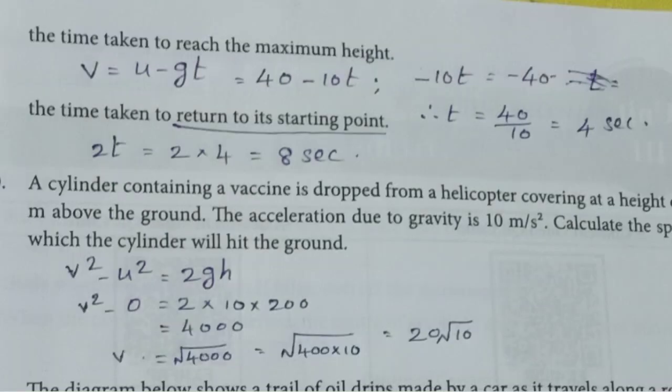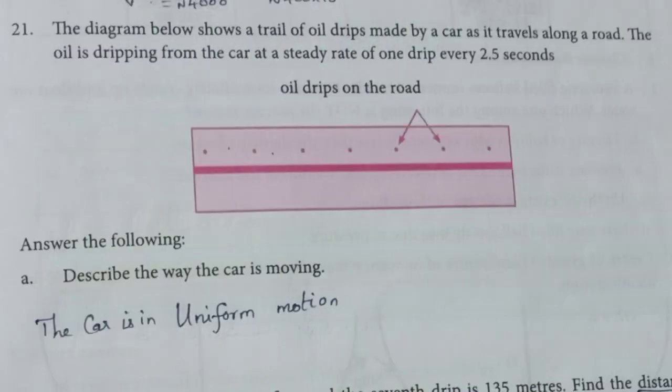20. A cylinder containing a vaccine is dropped from a helicopter hovering at a height of 200 meter above the ground. The acceleration due to gravity is 10 meter per second square. Calculate the speed at which the cylinder will hit the ground. V square minus U square is equal to 2GH. V square minus 0 is equal to 2 into 10 into 200 is equal to 4000. V is equal to square root of 4000 is equal to 20 square root of 10.